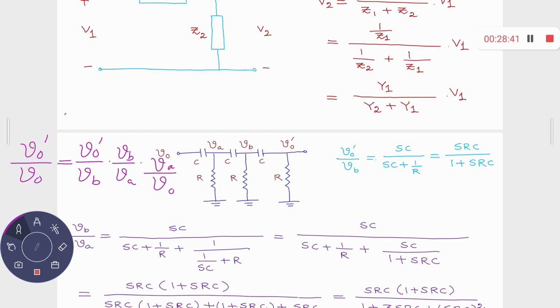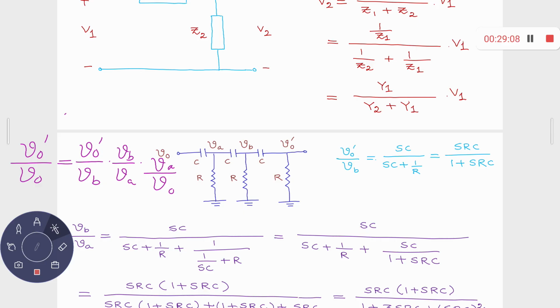Right? So V0 dashed by VB. What is that? V0 dashed this voltage by this voltage. Here you know this voltage is VB. Here you know this voltage is V0 dashed. What is the ratio of this by this? Admittance of this divided by the summation of these two admittances. This formula.